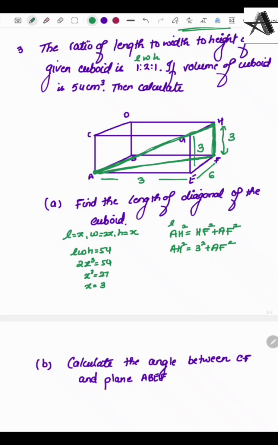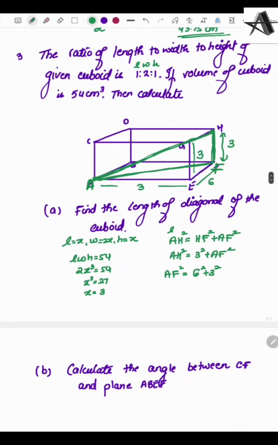Unfortunately, we don't have AF, but we can calculate it. You can clearly see AF is a diagonal of the rectangle, the base. So AF squared is equal to 6 squared plus 3 squared. So AF squared is equal to 36 plus 9, which is 45, so AF is root 45. We could even leave it in terms of AF squared.